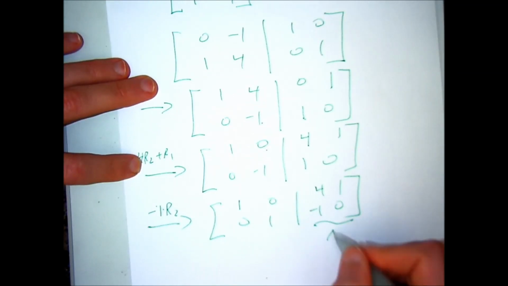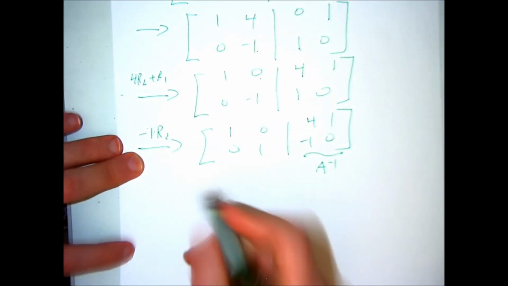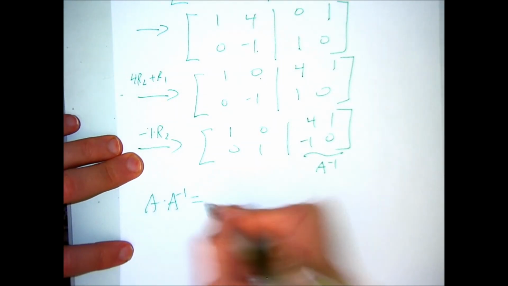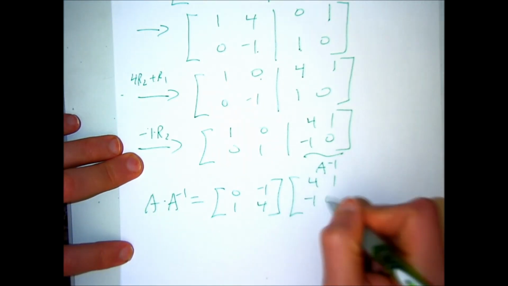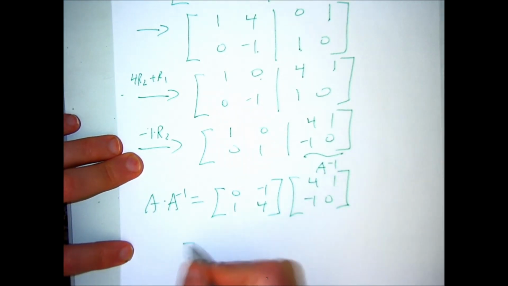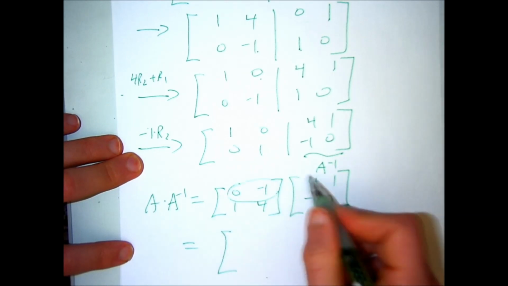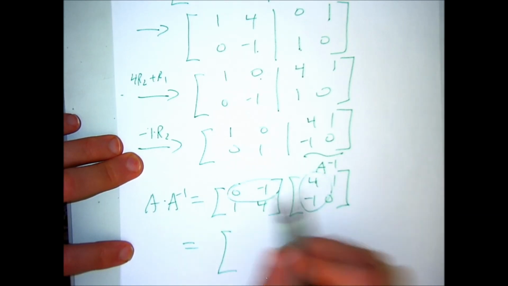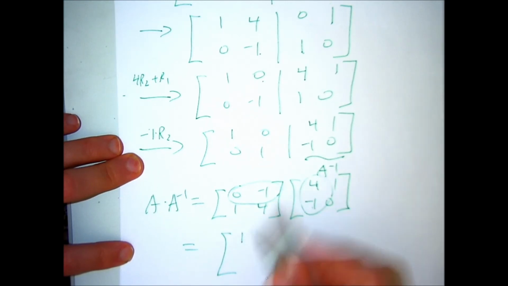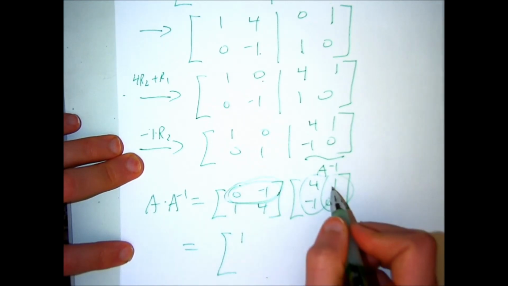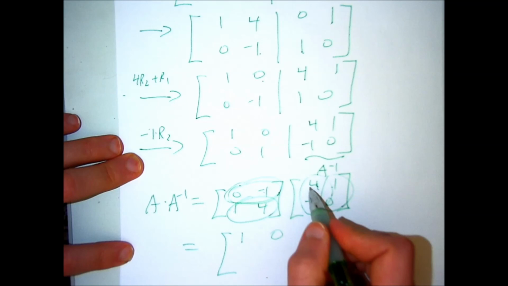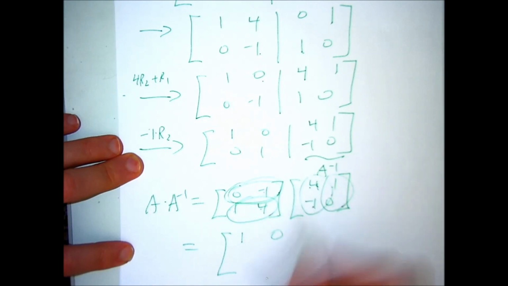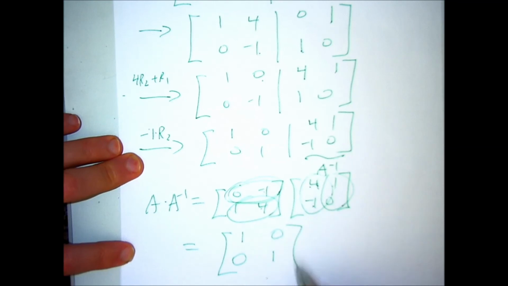Okay, so I'm claiming that this is my inverse. And let's try it. This is my A up here. So A times A inverse is 0, -1, 1, 4, times 4, 1, -1, 0. Well, 0 times 4 is 0, -1 times -1 is 1. This and this give me 0 times 1 is 0, -1 times 0 is 0. 1 times 4 is 4, 4 times -1 is -4, add them together I get 0, and then here I get 1.